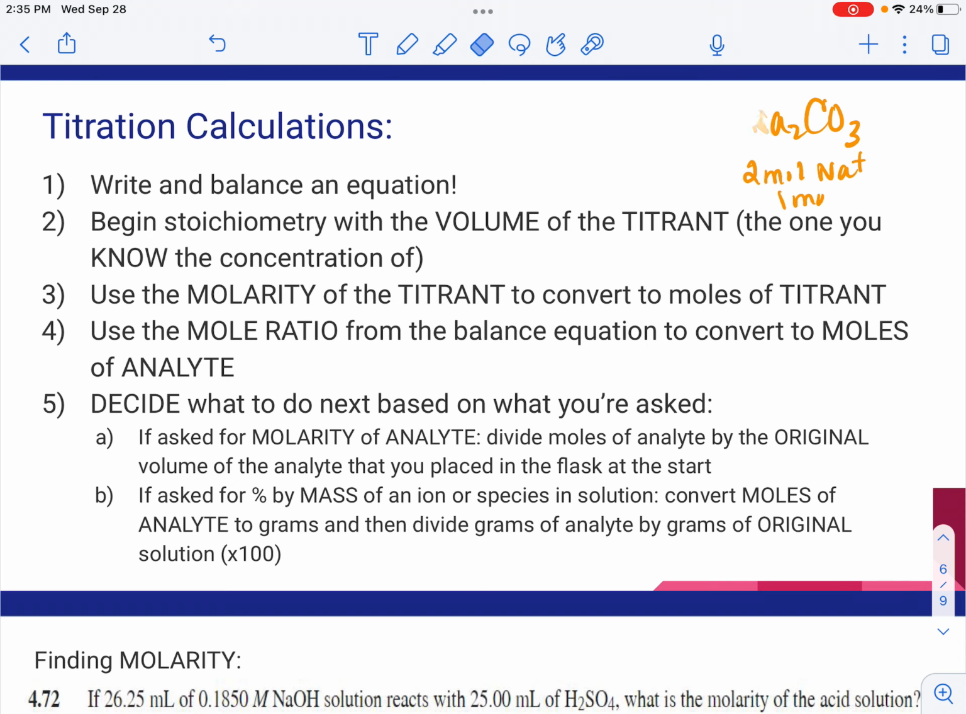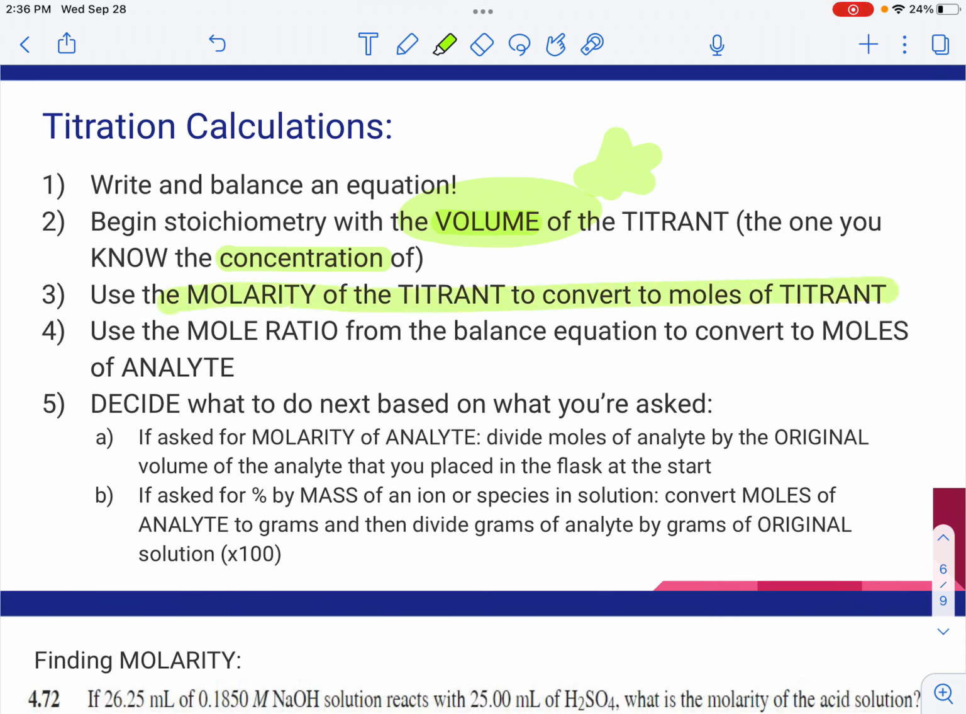Okay, so the first thing you're going to do is write and balance your equation. Then you're going to begin your stoichiometry with the volume of the titrant, the one that you know the concentration of. So the one that you know both volume and concentration is where you're beginning, and you start with volume. This is important because the volume allows you to use the concentration as a conversion factor to get to moles of your titrant. And then that's what this step is. Use the molarity of the titrant to convert to moles.